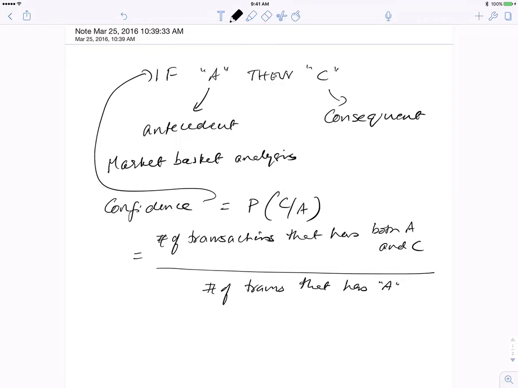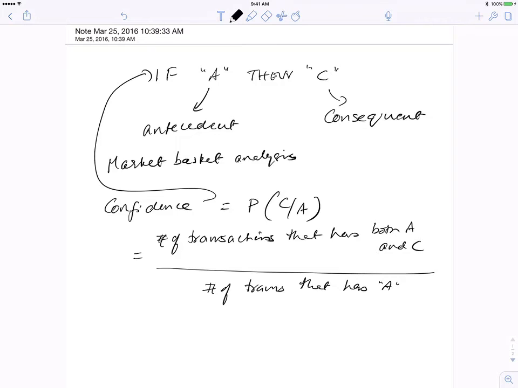Or if somebody buys this, the likelihood of somebody buying another one is very, very low, and I can just ignore that. So for this particular example, we look at what people are likely to buy next. So if I bought A, what is the likelihood I'll buy C? So that's what we talked about, probability of C given A.